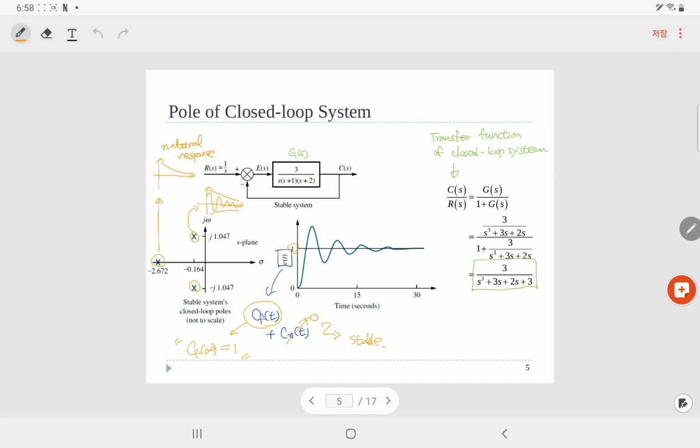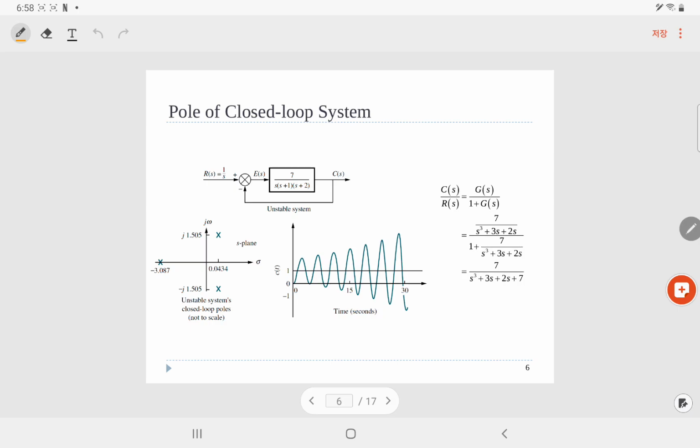Then next we examine the unstable system. Similarly to the previous case, the system dynamics is denoted by G of S, so the closed loop transfer function can be calculated like this, and it becomes like this. In this case the closed loop system poles are located in the complex plane like this, so we can see that this system has 1 stable pole and 2 unstable poles.